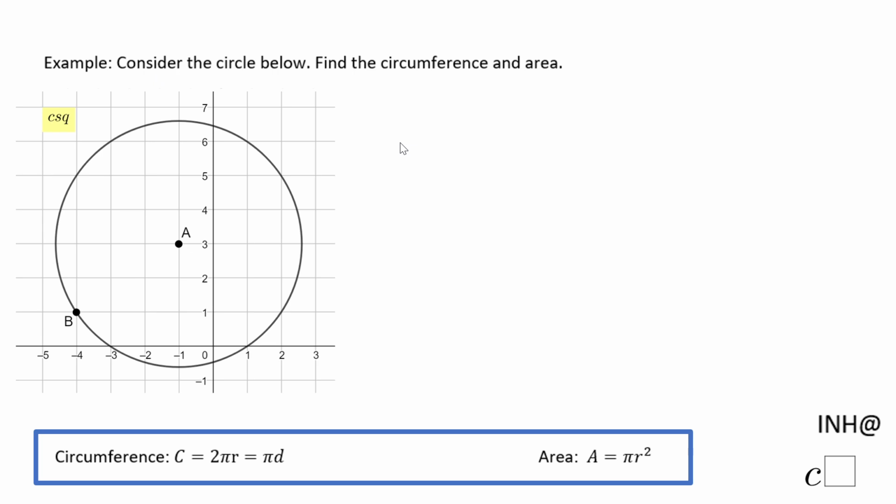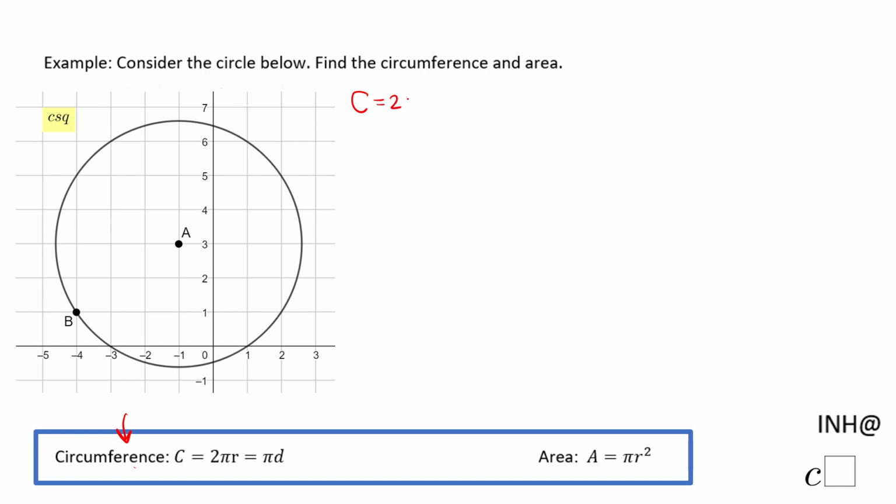In this clip we will find the area and the circumference of this shape, which is called a circle. So for finding the circumference and the area, we're going to use these two formulas, and I'm going to start with the circumference. Do you notice the circumference is 2 pi r or pi d?